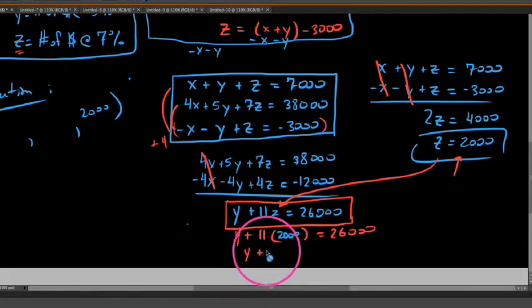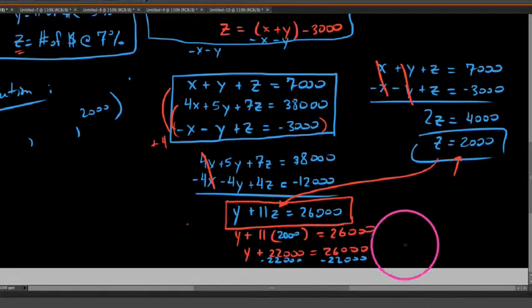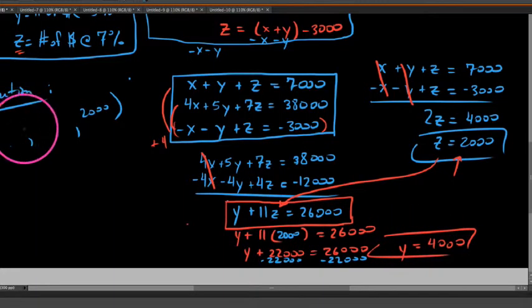We get y plus 22,000 equals 26,000, and by subtracting 22,000 from both sides of this equation, we get y equals 4,000. So I'm going to box this here. I'm also going to put it up here in our ordered triple, 4,000.